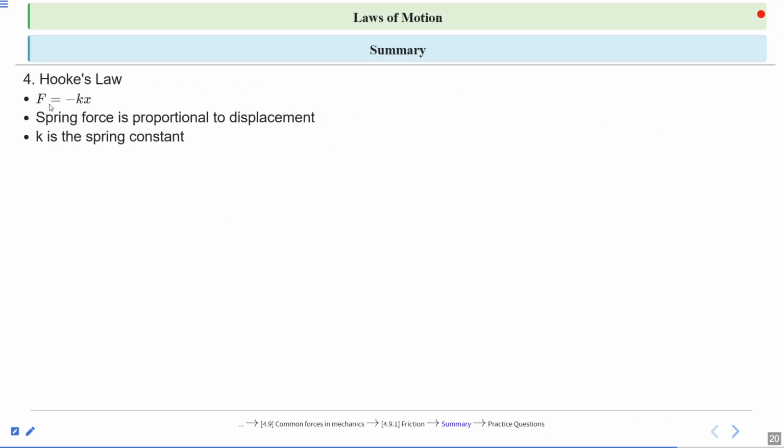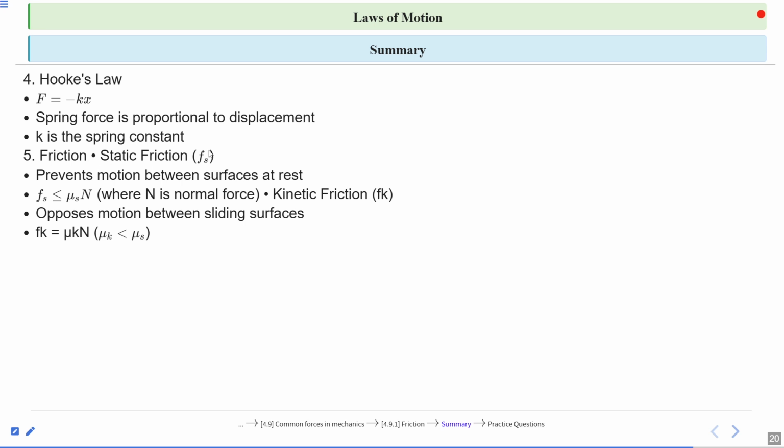Hooke's law. F is equal to minus kx. This is the mathematical form of Hooke's law. Spring force is proportional to displacement. We already learned this. K is the spring constant.